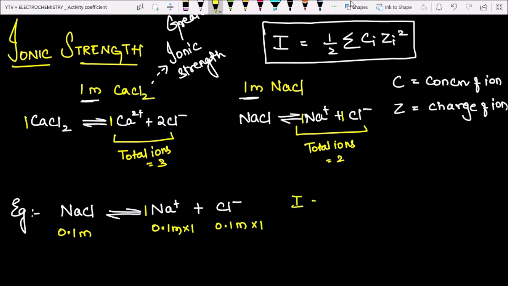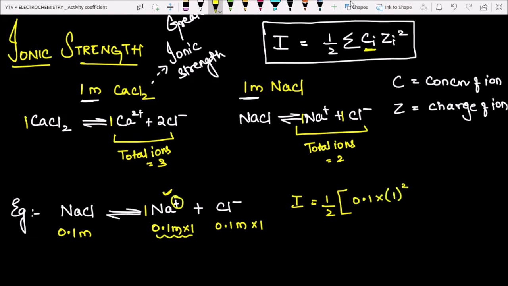Now what is the I value? I is equal to half into summation, that is, you are adding both the cation and anion. First the cation. What is the cation's concentration? The concentration of the cation is 0.1 into 1. So I will put it as 0.1 into the charge of the cation. The charge of the cation is 1, right?